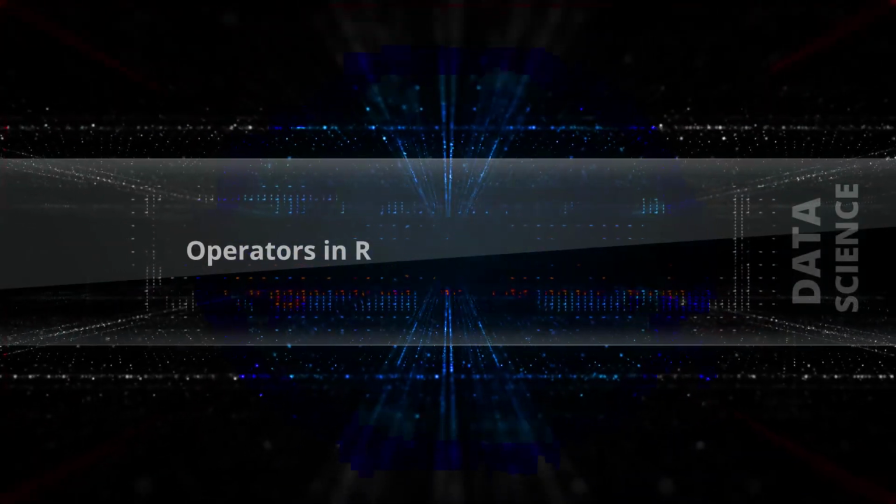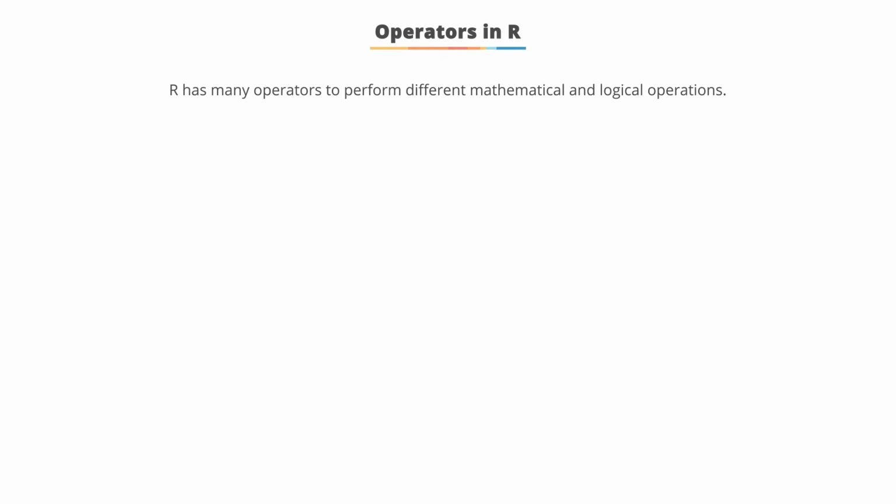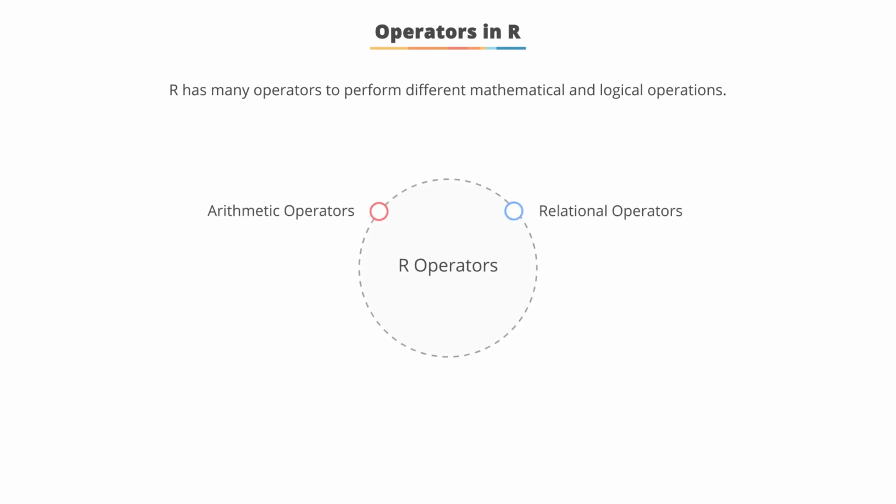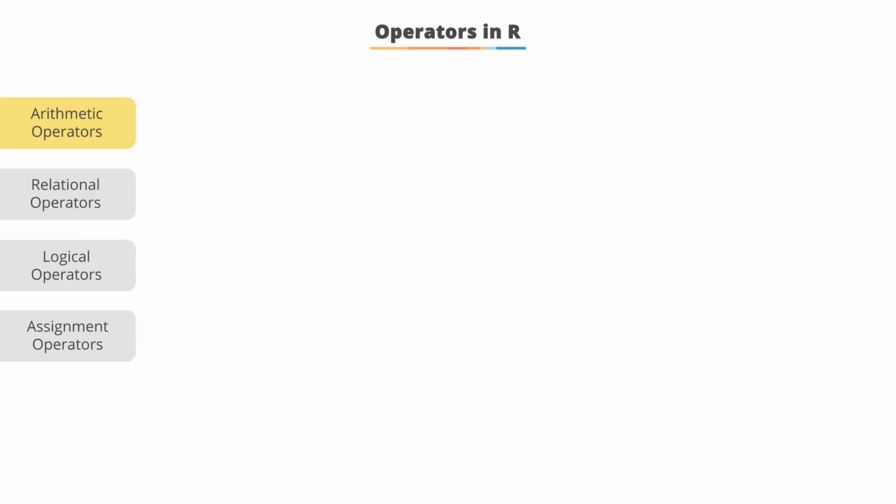Operators in R. R has a variety of operators to perform different mathematical and logical operations. There's arithmetic, relational, assignment, and logical, and we'll go into each of these in depth. Arithmetic operators are those used for mathematical operations.